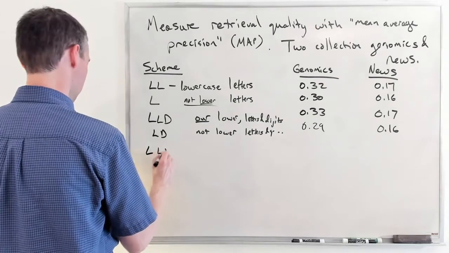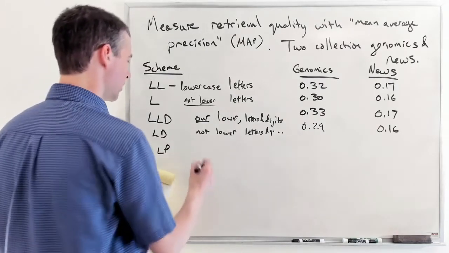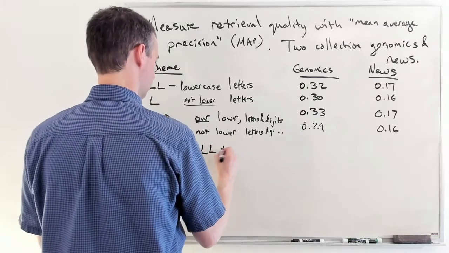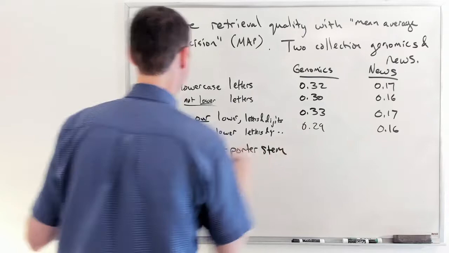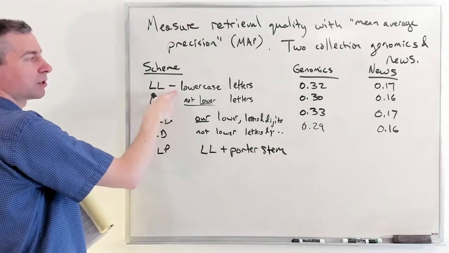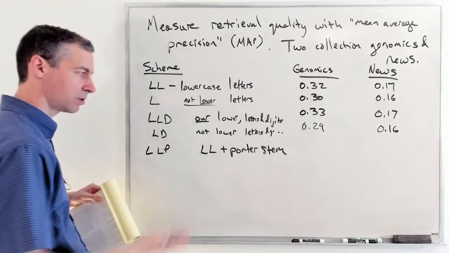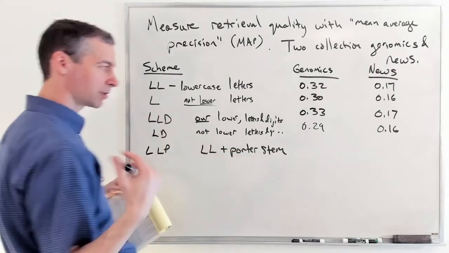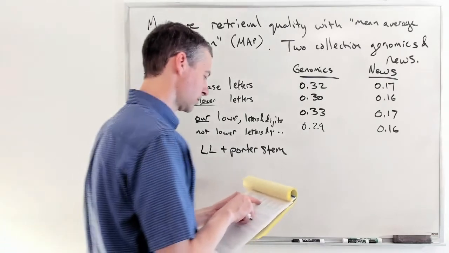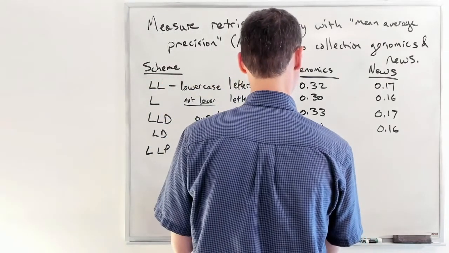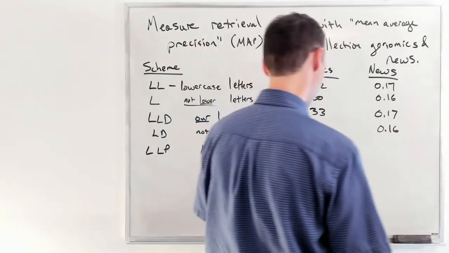Okay, so let's look at LLP. So this is LL plus Porter stemming. We're going to use only letters. They're going to be lowercased, and then we're going to send those tokens into the Porter stemmer, and we're going to see what we get back out. For genomics, this takes us back up to 0.33, but it's still not statistically significant improvement.